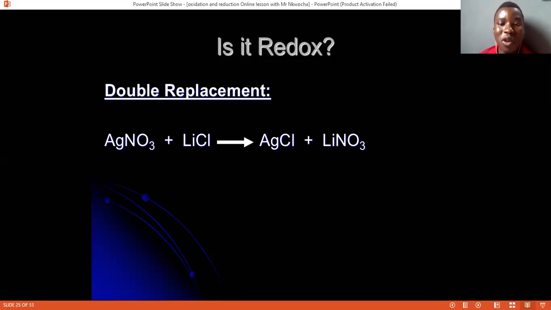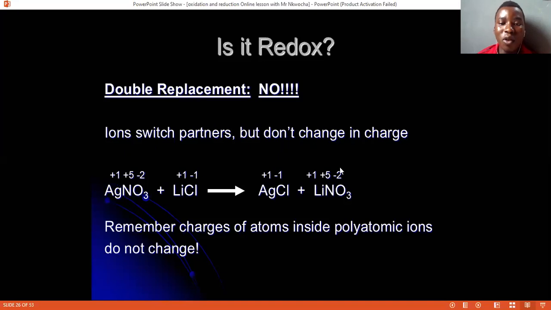Double replacement. I love this reaction. Whenever there is a double replacement, you obviously know that silver has replaced lithium, lithium has replaced silver, so no redox. So whenever there is a double replacement, it is not a redox reaction. I hope that's very clear. Whenever there's a double replacement, it is not a redox reaction.